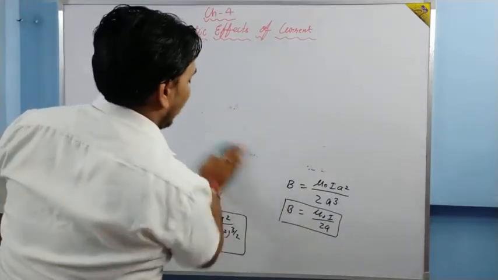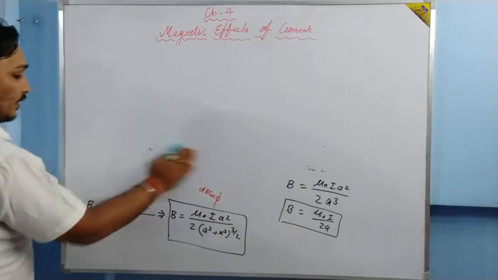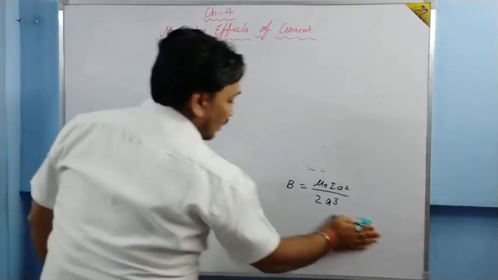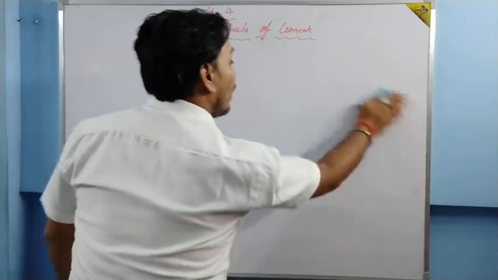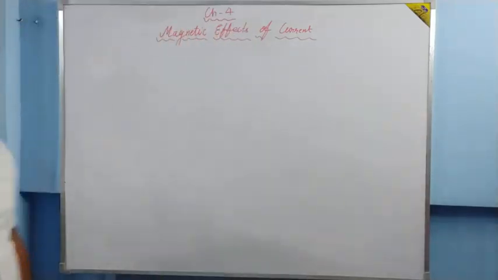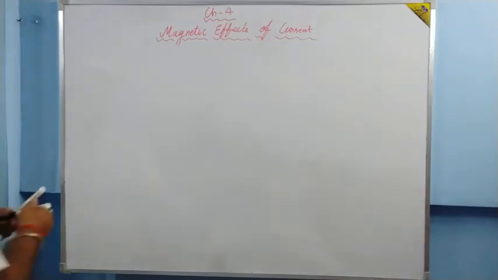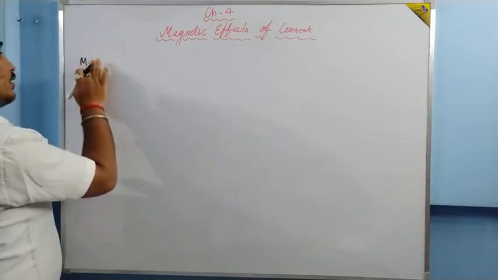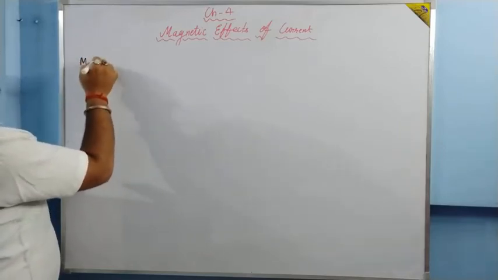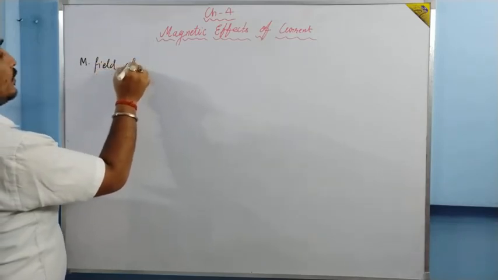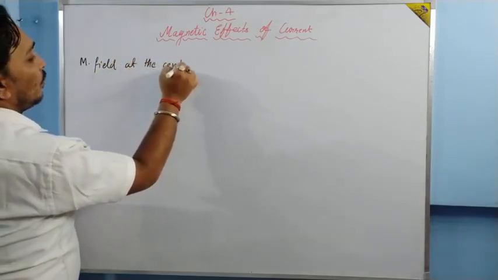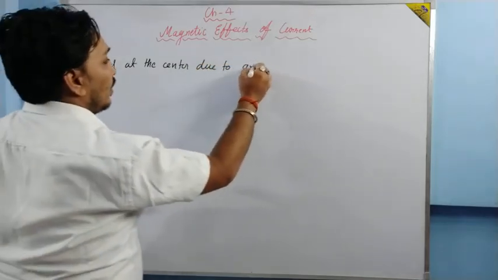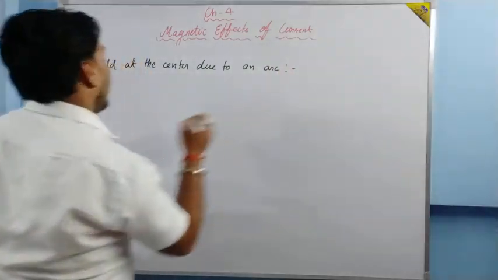Because of a circular arc, how the magnetic field at the center is being calculated, let us see. We'll solve some numericals also. Okay. Suppose magnetic field at the center due to an arc, obviously a circular arc.